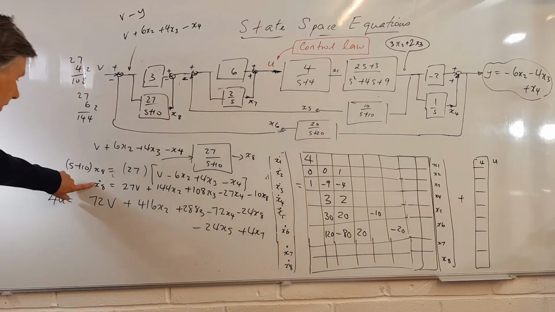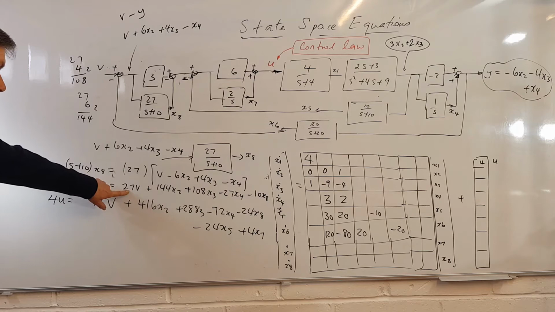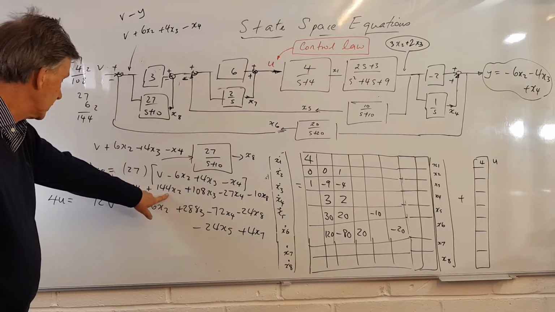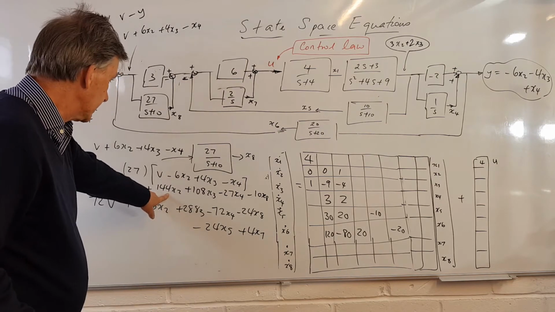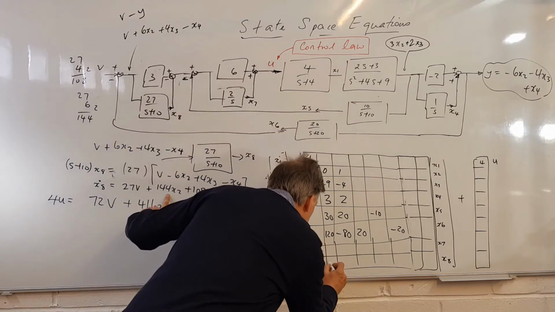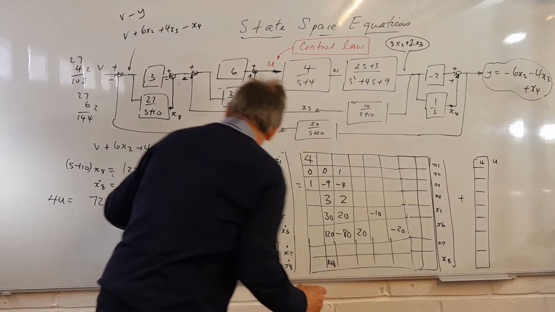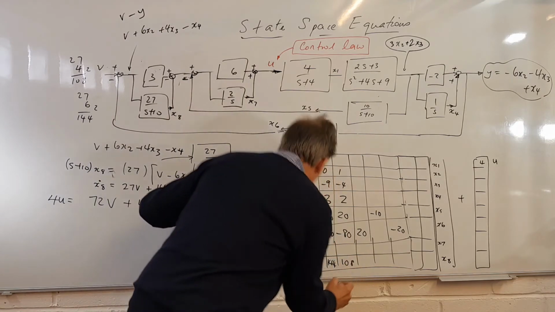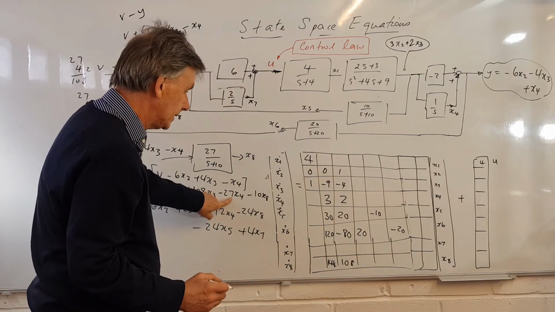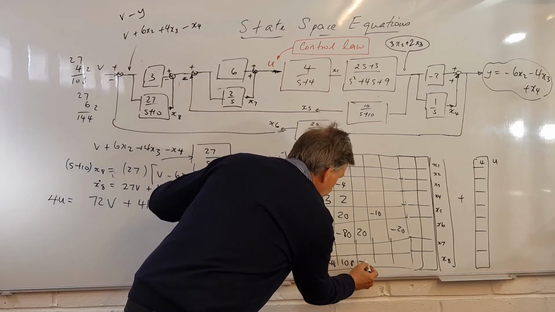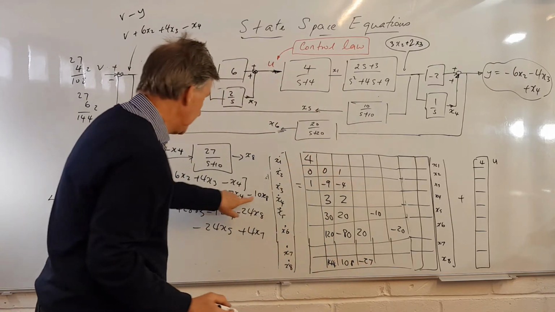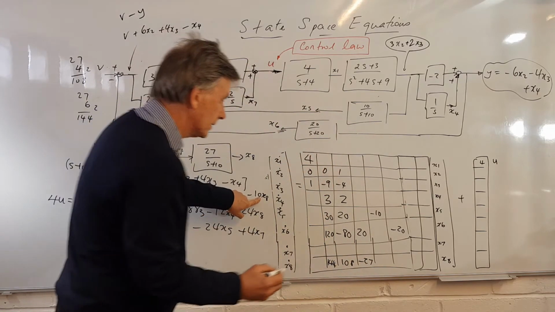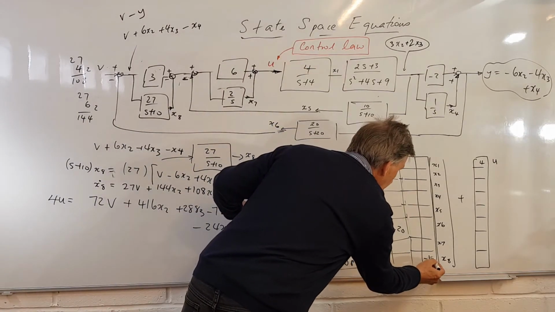So here's our x8 equation now. It's got a v term in, but it's got 144x2. So it goes on the bottom line, x8, so 144. So you've got 144 in there, 108x3, 108 in there, minus 27x4. So you can leave a minus 27 there. Minus 10x8, so it'd be minus 10 in there.